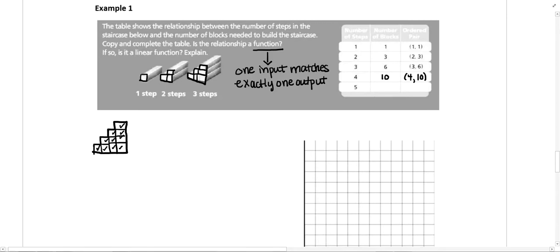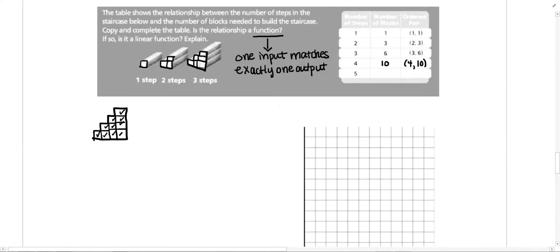At this point, maybe we should be thinking if there's a pattern going on here. For every step that we go up, we go up one step each time. Let's see how many blocks we're going up. Here we're going up 2, and then we're going up 3, and then we're going up 4. So we can see that we're going up one more each time. So that's one way you can think about it.